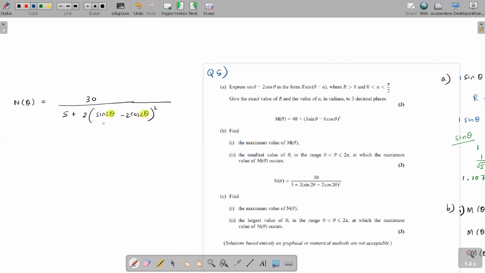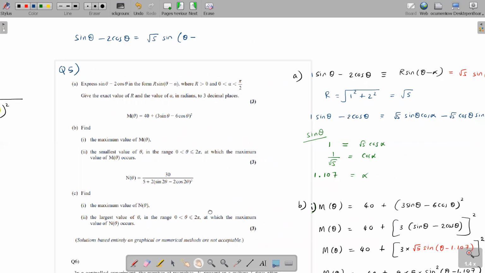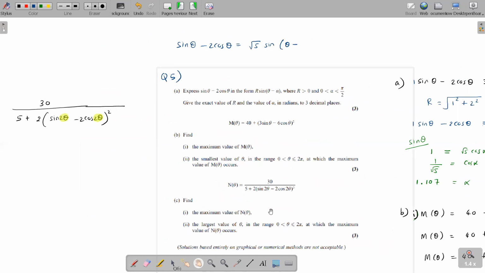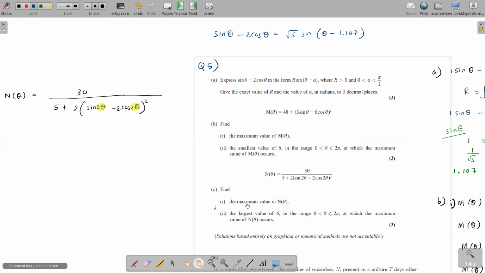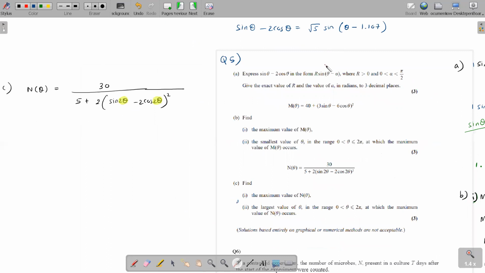Okay. So, you know, sine theta minus 2 cos theta. What was the answer? The answer was equal to root 5 sine, how much was the answer, children? Theta minus 1.107, right? This was what we got for part A. You guys need to talk with me. Don't be silent. So you get this right. So now when it's 2 theta, the only difference is the theta here should be replaced by 2 theta. Is that okay? Yeah.